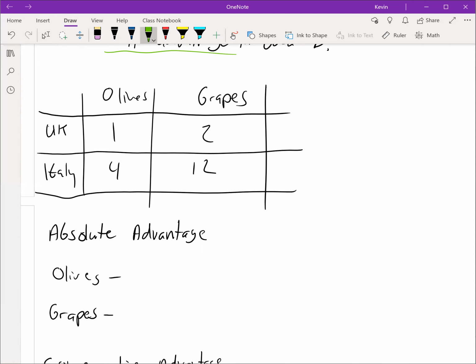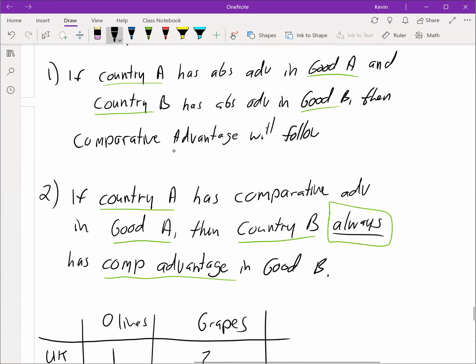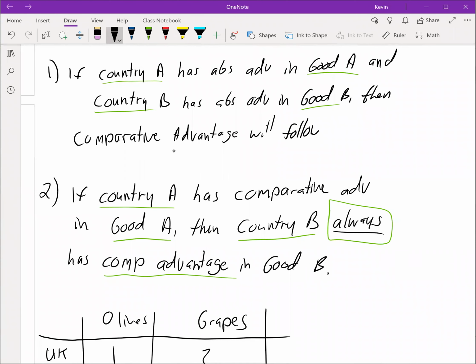So in this case, when we think about our absolute advantage, for olives, we see Italy can produce 4 olives, while the UK can produce 1. So our absolute advantage will go to Italy in this case. And same thing for grapes. Italy can produce 12 grapes, while the UK can only produce 2. So again, the grapes will go to Italy. So in this example, this first takeaway is not applicable to us because the same one country has the absolute advantage in both goods.